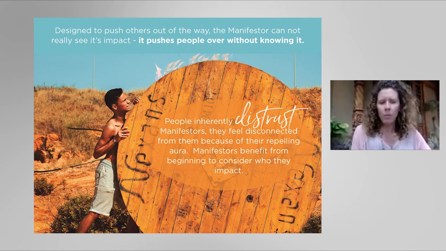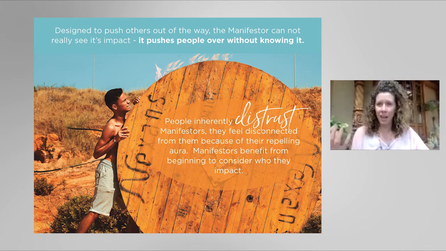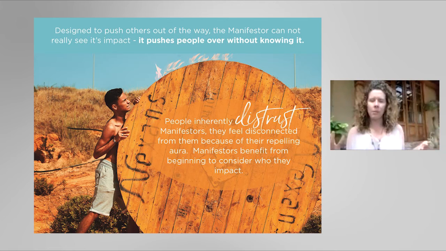In relationships, people can be mistrustful of manifestors because they don't feel the same connection with a manifestor that they would with, say, a generator or even a projector, because the manifestor's aura is closed and dense and repelling. So they can't really get in there, and they can sense that the manifestor can just leave at any time.